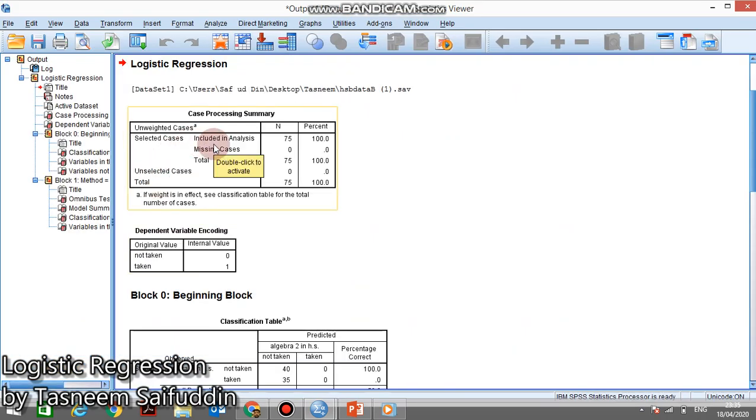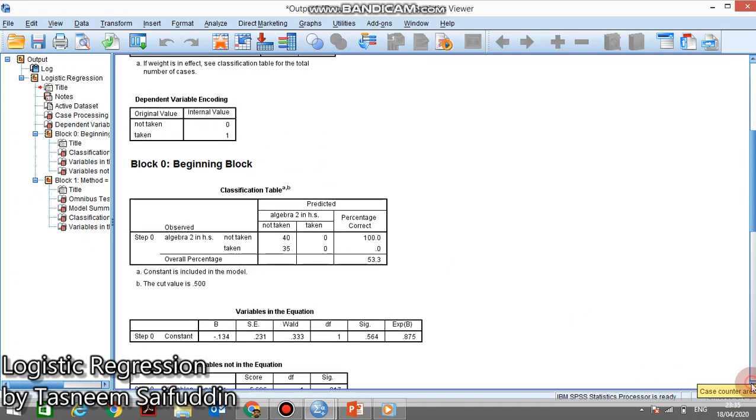Now coming towards this case processing summary, we have no missing cases over here. Now this is the dependent variable encoding. It means the students who have not taken algebra have been given a code of 0, and those who have taken algebra have been given the code of 1. This is the block 0, the beginning block. This is our estimation, our expectation. We haven't analyzed yet, and this says that 100% of the students are not going to take algebra. This is our expectation, and 0% are 1, meaning they are going to take algebra.